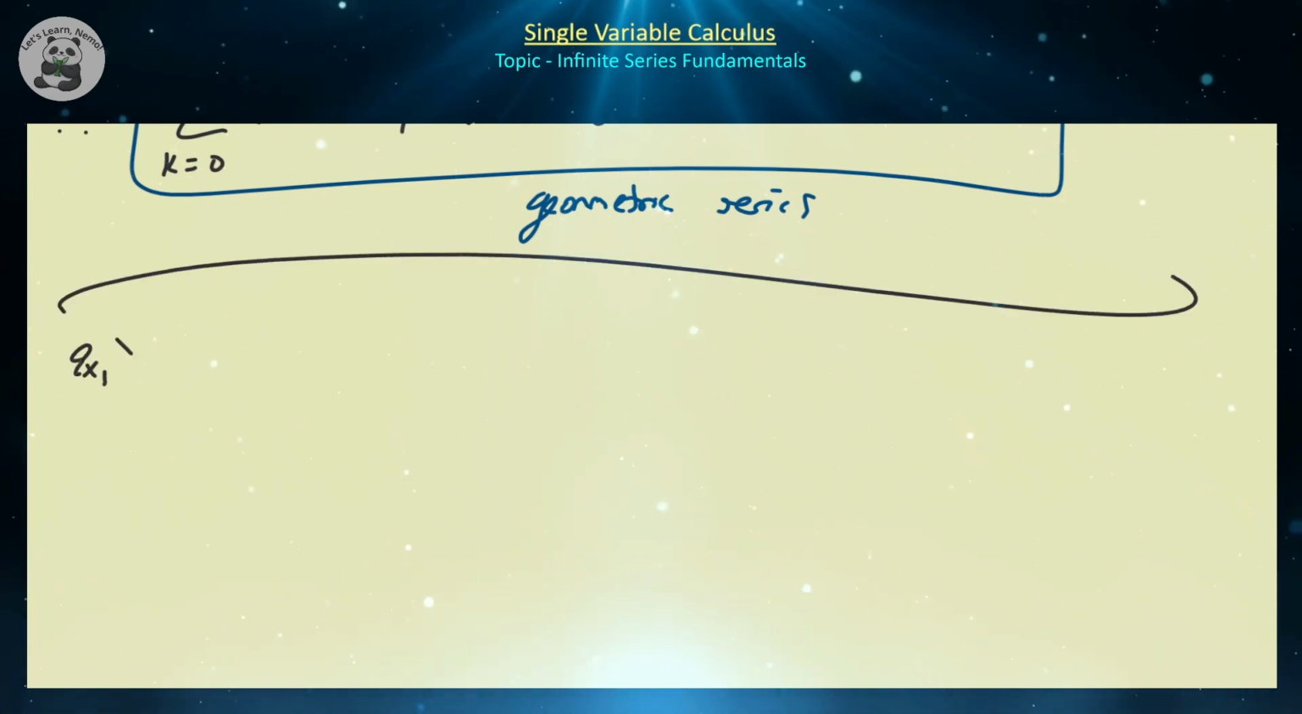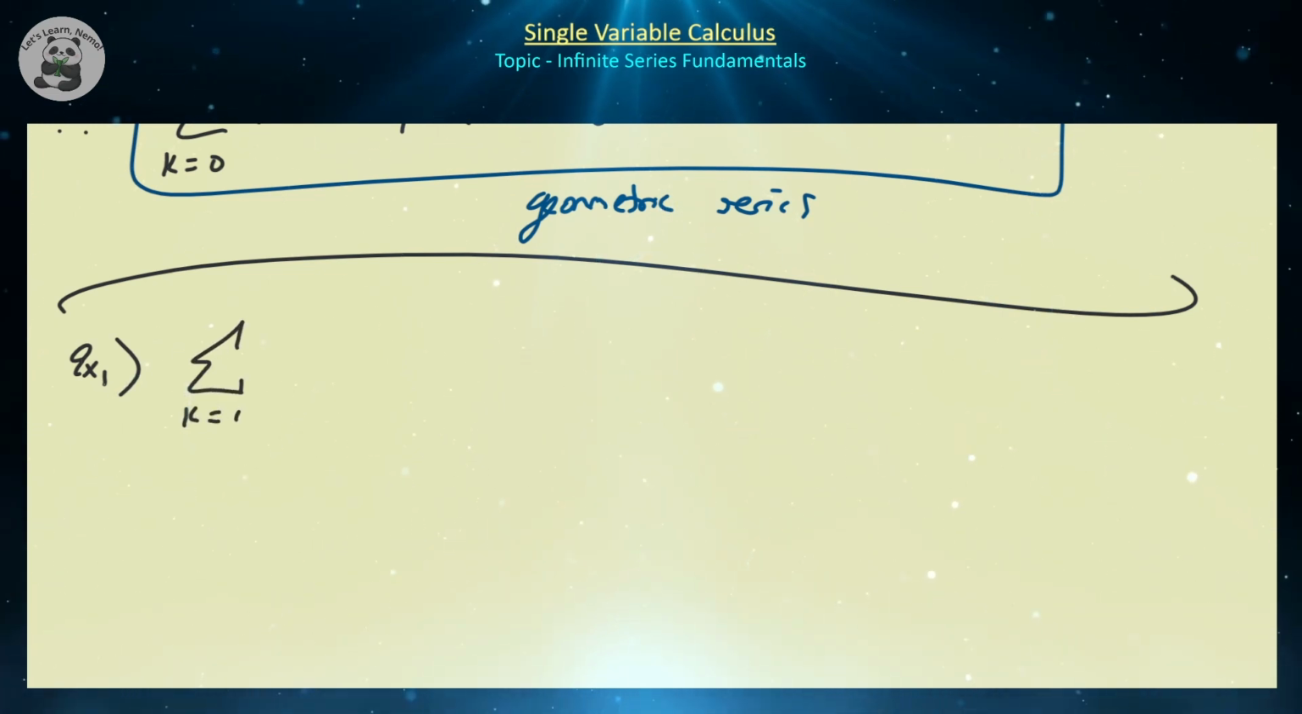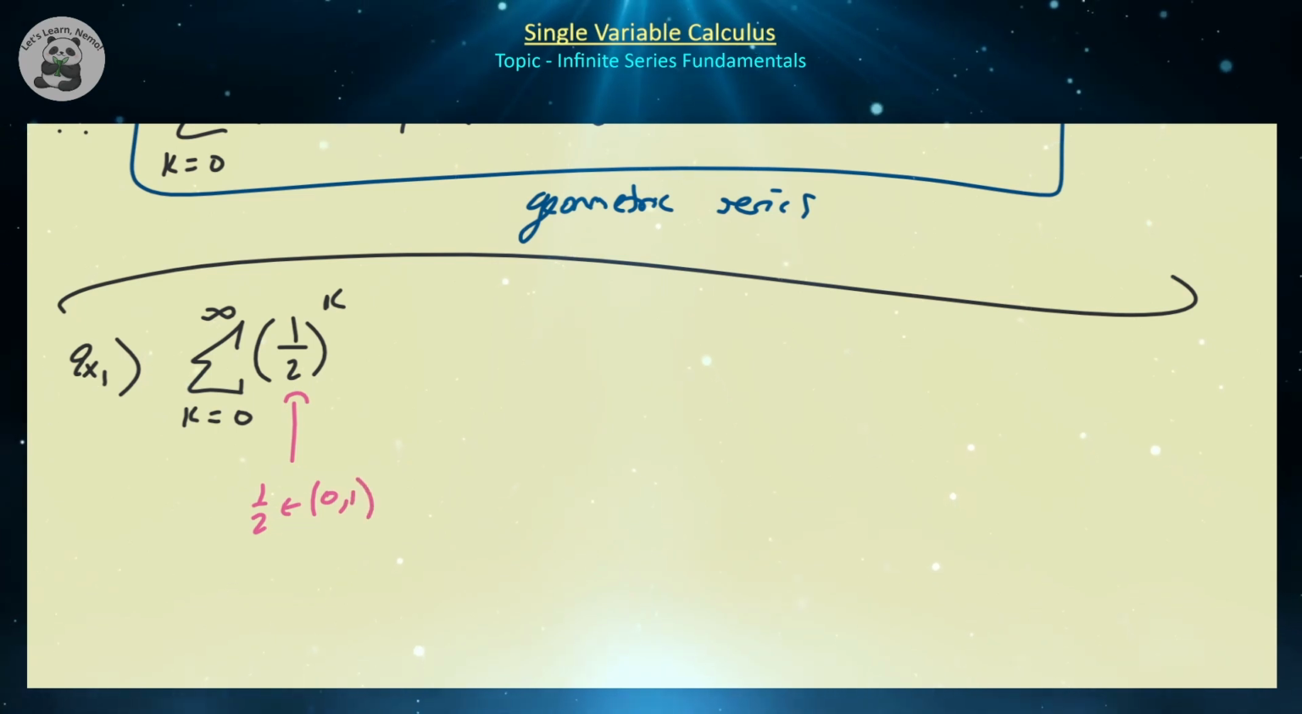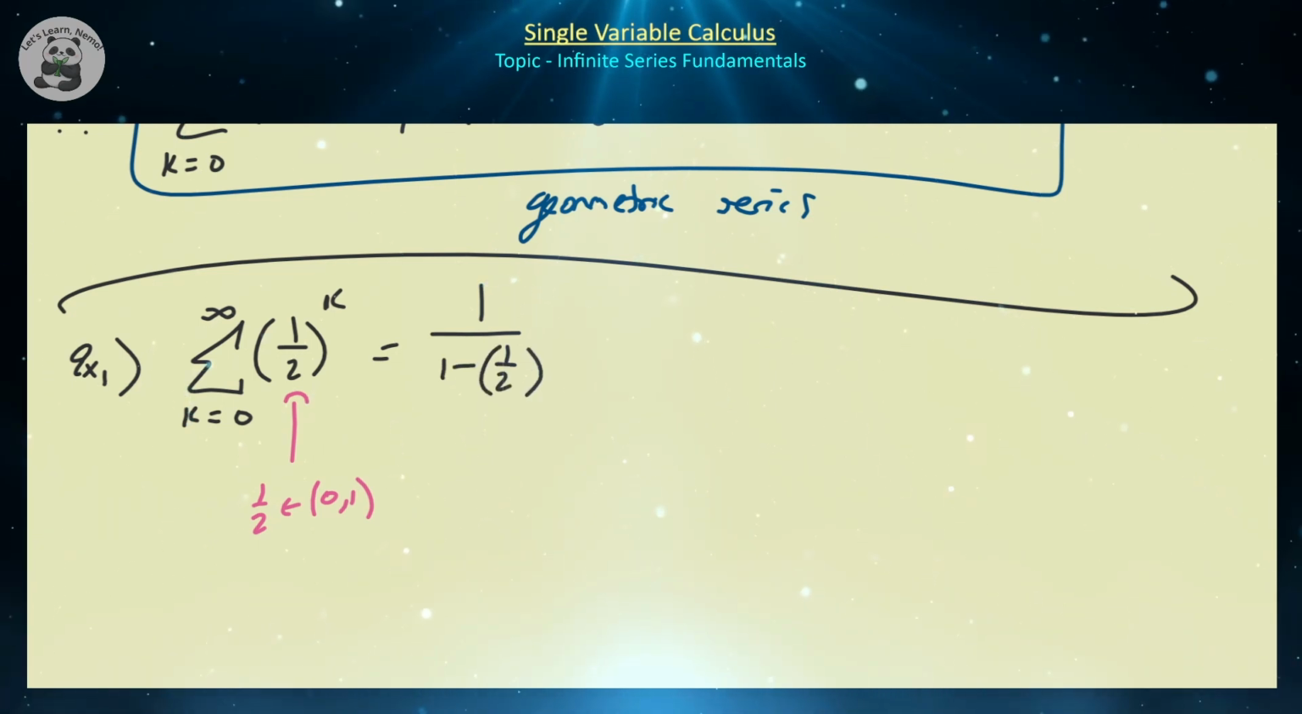So let's just look at a quick example. Does the following series converge? The sum from k equals 0 to infinity of 1/2 to the power of k. So this is obviously a geometric series where that's our x value, and we know that 1/2 belongs to the interval 0 to 1, and hence this series converges. But what does this series converge to? Well, since that number is between -1 and 1, it's going to converge to 1 over 1 minus that value, which is 1 over 1 minus 1/2.